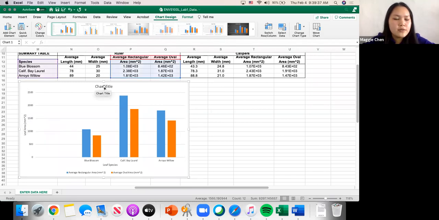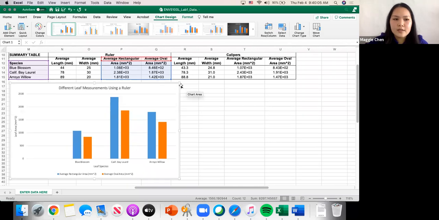And now we can also change the chart title to something more descriptive. So like different leaf measurements using a ruler. Something like that. It doesn't have to be exactly like what I typed out, but it should be descriptive. It should tell whoever's looking at your title, what are they looking at? And this is the first chart.